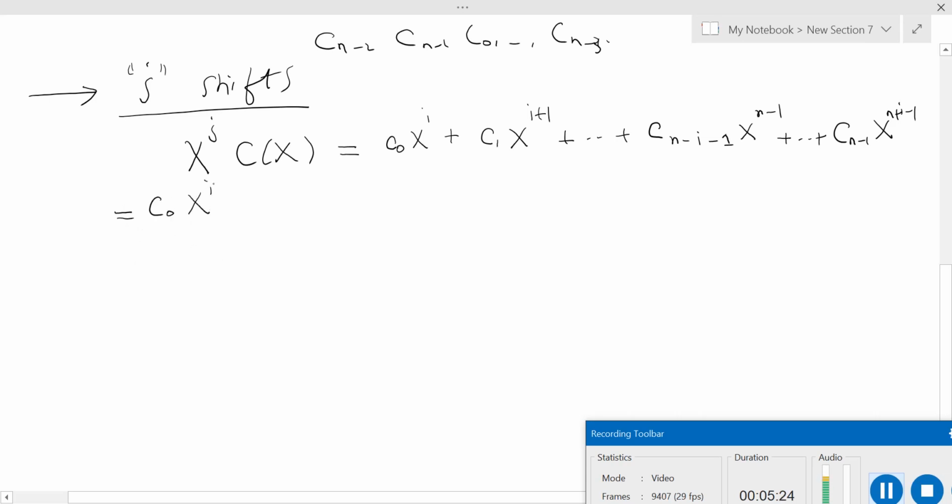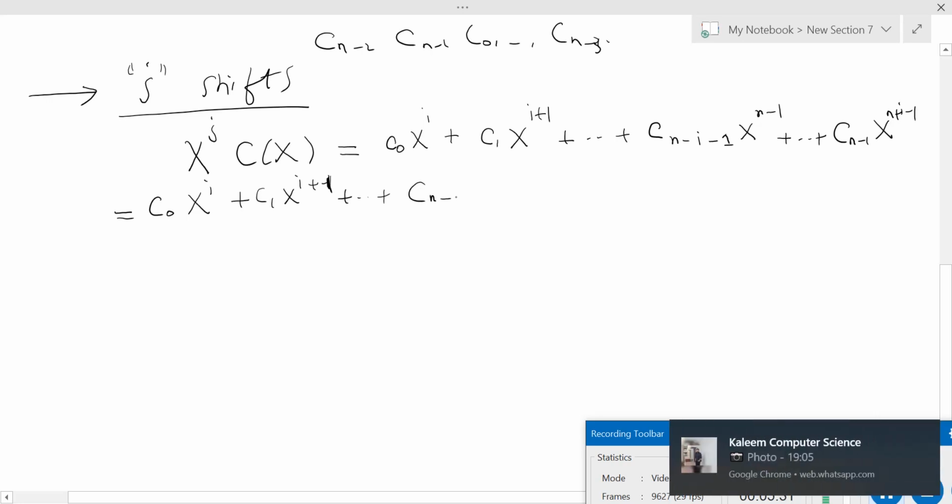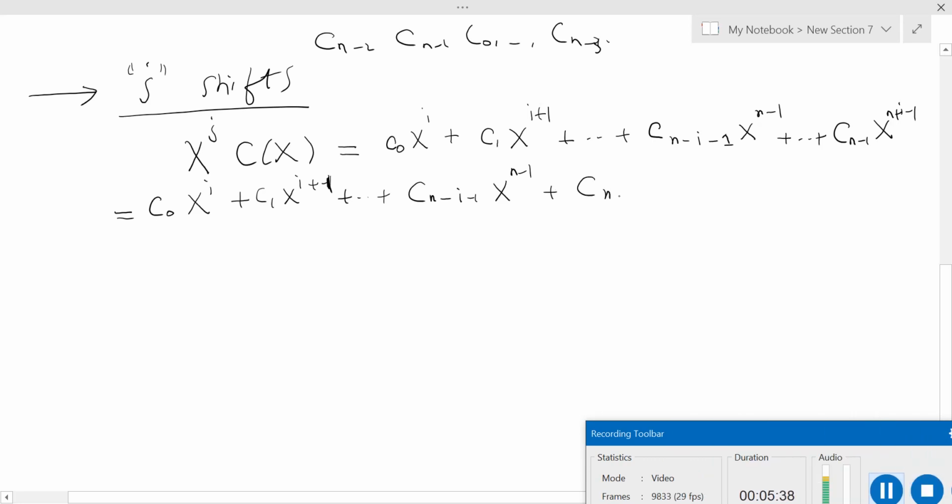c0 x to the power i plus c1 x to the power i plus 1. Then we have c of n minus i minus 1 x to the power n minus 1. What will be the next term? c of n minus i x to the power n plus c of n minus i plus 1 x to the power n plus 1, and so on, then c of n minus 1 x to the power n plus i minus 1.